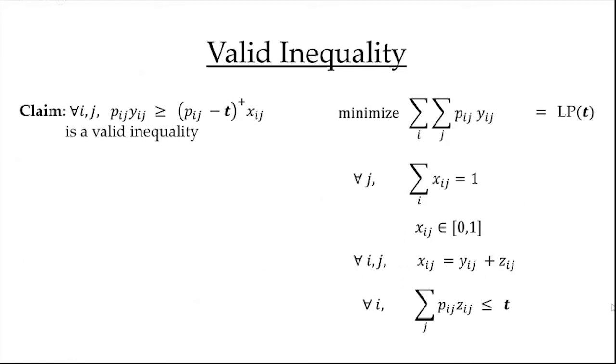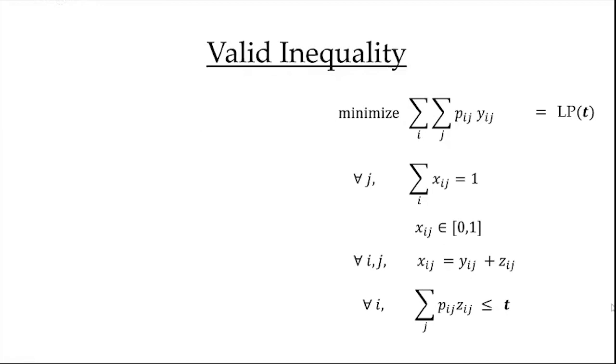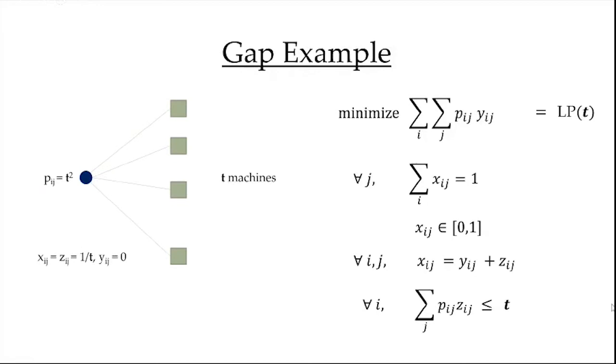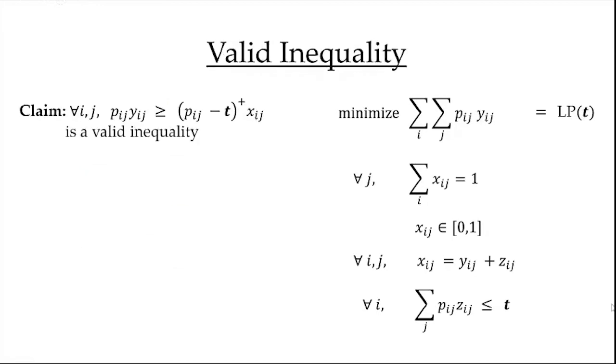What does it say? This would be a normal LP for the load balancing problem, except the objective has y values and there are constraints on the x values. And this is connecting the y values to the x values. It's saying for any i and j, any machine and job pair, p_ij y_ij cannot be very small. Here, note that in this example, p_ij y_ij are zero everywhere. All the x_ij's are non-zero. So this is saying that cannot happen. p_ij y_ij is at least (p_ij minus t) positive part times x_ij.